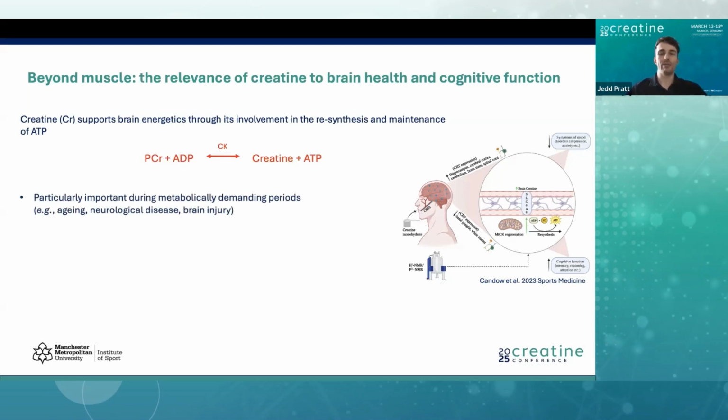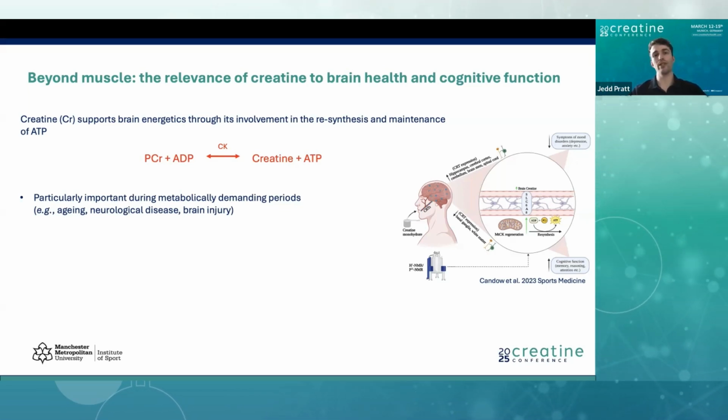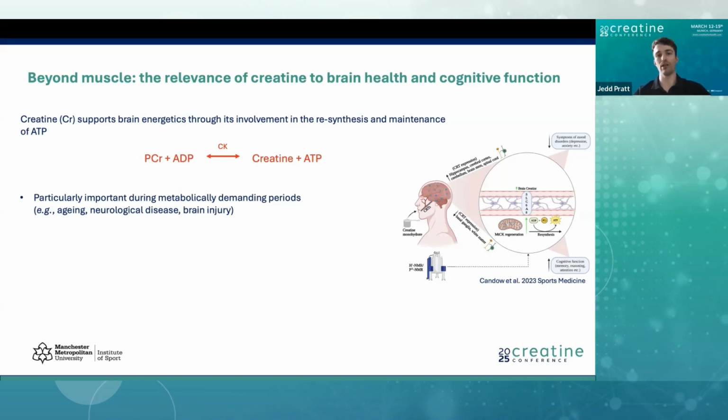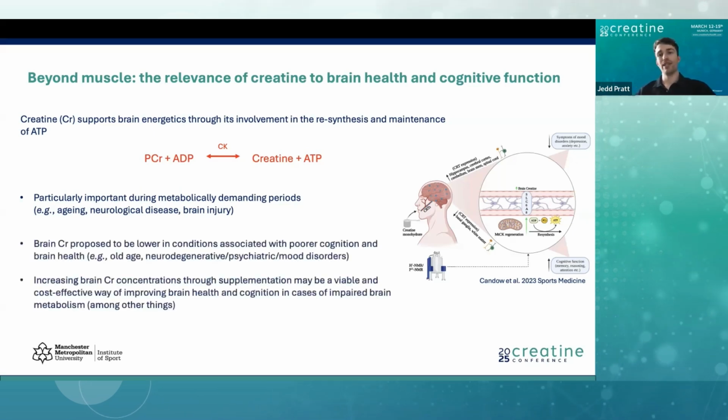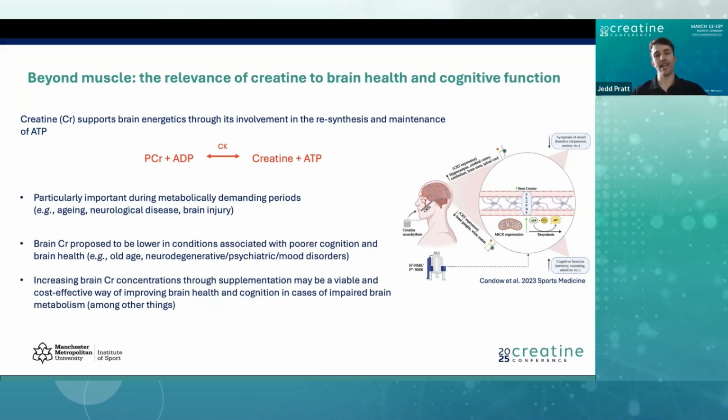It has been proposed that creatine supplementation and creatine in the brain is particularly important for any phenotypes that have a significant metabolic demand. This could be chronic cases such as aging or disease, or it could be acute increases in that metabolic demand, such as brain injury. And it's believed that the creatine concentrations in brain are lower in these different cases of poor cognition and brain health, again brought about through old age or several different diseases.